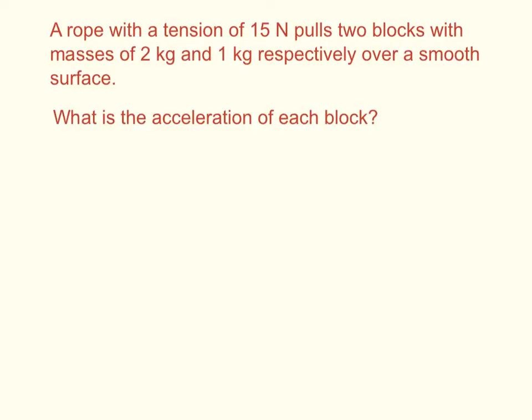Now for the next part, we're trying to find the acceleration of each block. It's important to note that because these masses are connected by a rope, they're going to accelerate together. So when we say each block, really we mean the acceleration of both masses together. So we know Newton's second law: net force is equal to mass times acceleration. And from our free body diagram on the previous slide, we know that the net force is 15 newtons because that is the only force that doesn't cancel out.